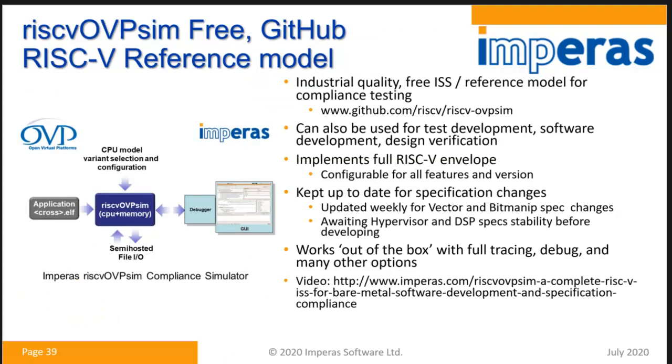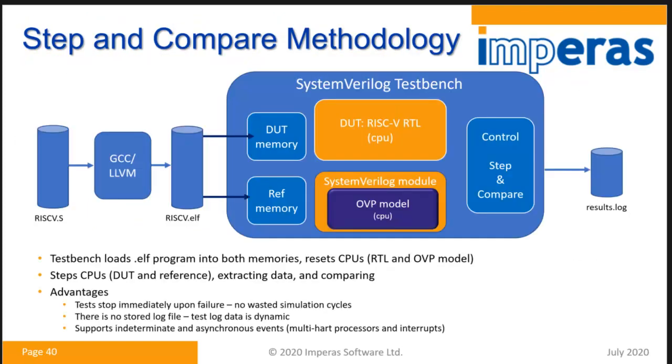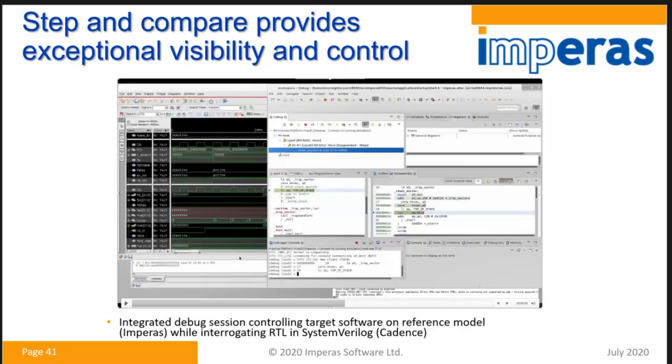So we have a free RISC-V simulator. It's available on GitHub, and it implements the full spec that's been ratified out there. We also have the vector and the bit manipulation extensions in, and we update it very regularly. We can take this model and use it in a SystemVerilog testbench. Here's an example where we're using a step and compare methodology, running with Cadence's SystemVerilog. So you get inside the Imperas debugger, you can single step, and you can see all the waveforms as they're happening. So it's a very good verification environment with step and compare.